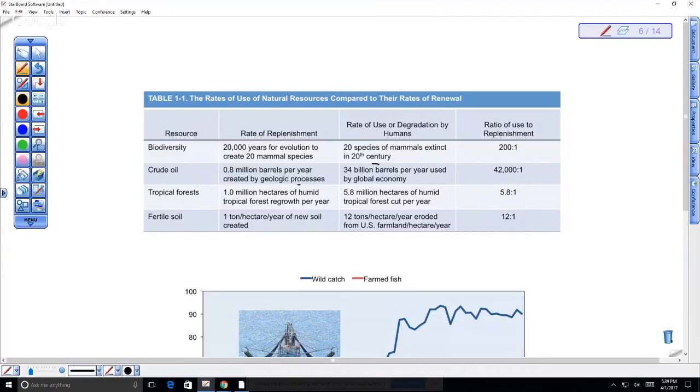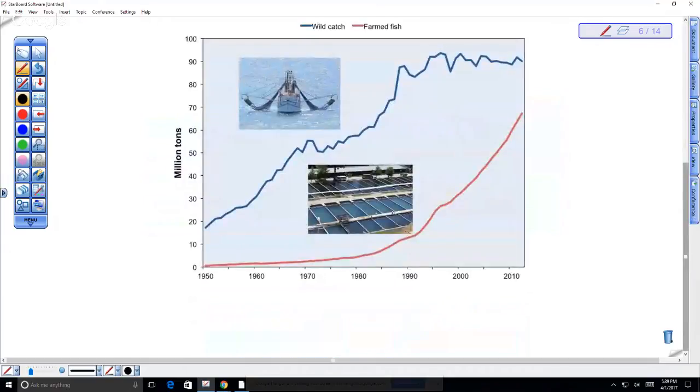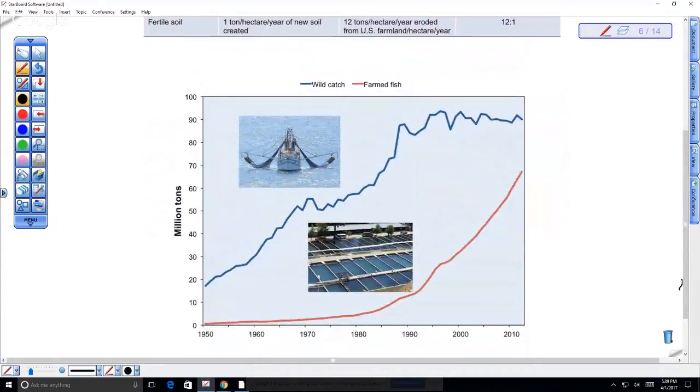The same thing with tropical rainforests and fertile soil, okay? So that means that we are using those resources unsustainably because they are being used faster than they are being replenished, okay? And then if you look at the harvesting of fish, we see that we have increased the millions of tons of fish that we harvest, wild catch. And then we've also increased farming, right? And so the prediction here is that we are over harvesting.